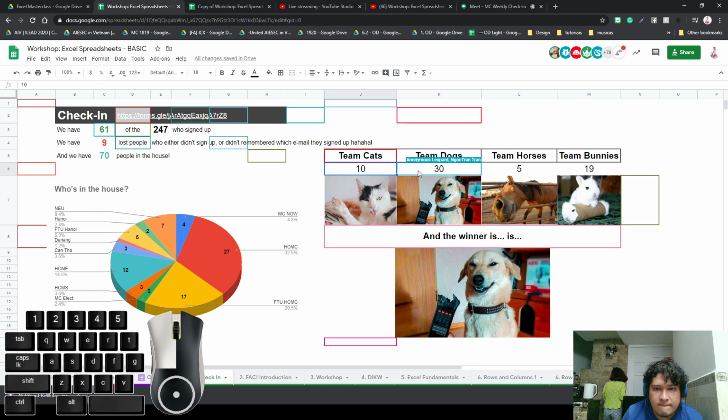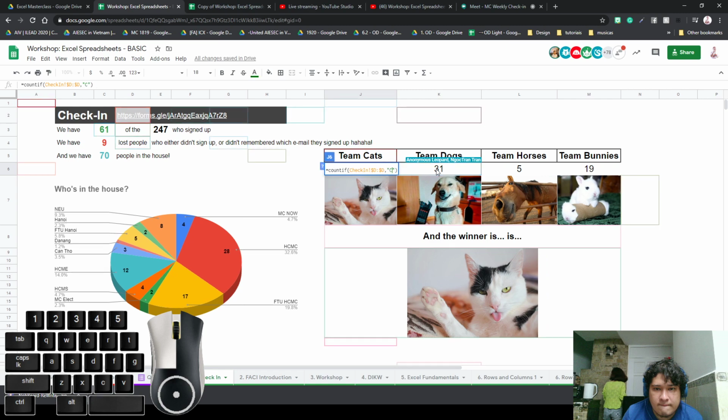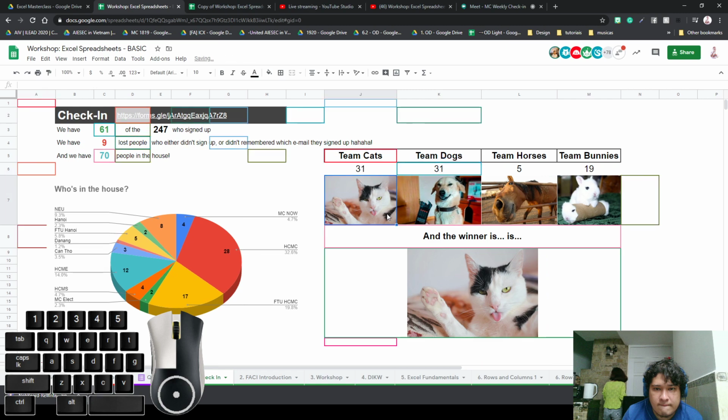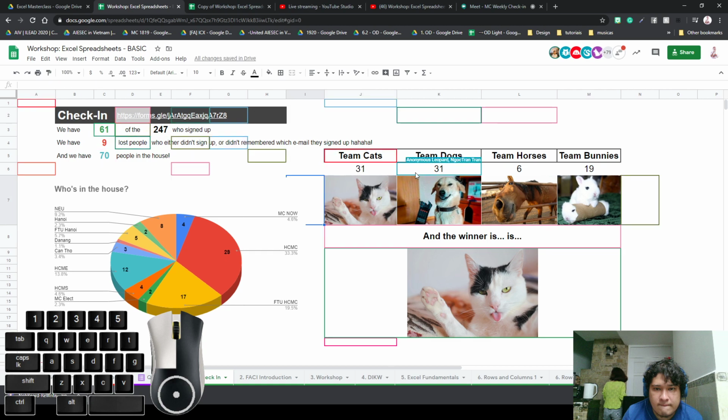Oh, someone already broke the formula. Beautiful. Guys, be careful when you click. Okay, let me fix the formula. See, the cat formula is wrong. That's why it's so weird. I can't believe there were only 10 cat people. Okay, cat, cat, perfect. Is it the same? Why is it the same? I don't know. Anyway, yeah, it's different.